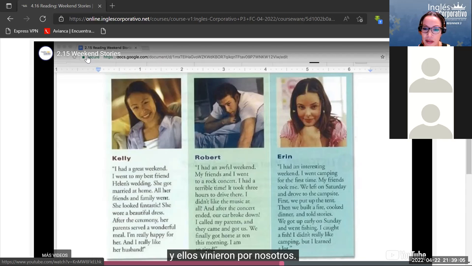Or maybe Liz, also, any question about the vocabulary in this reading? Okay, in the vocabulary, Kelly. The pronunciation, she looked, el pasado looked. De look, looked. Finish in T. She looked fantastic. Looked. Fantastic. Yes, she looked fantastic.